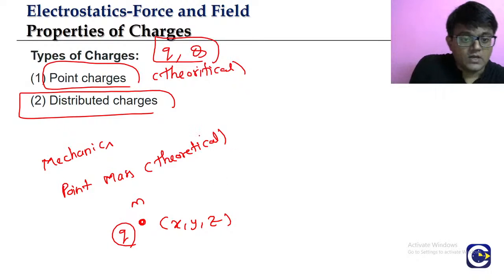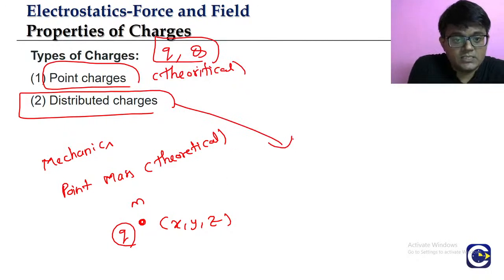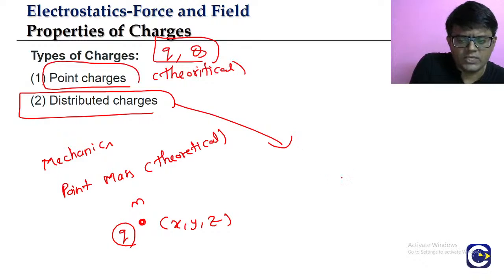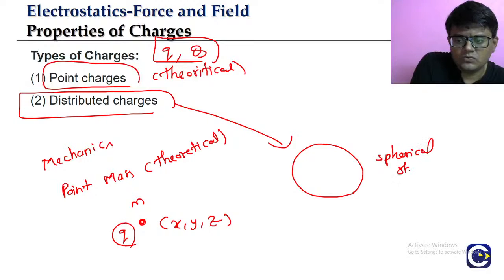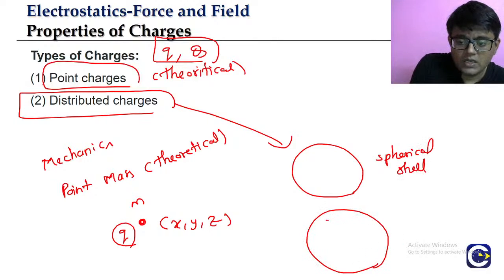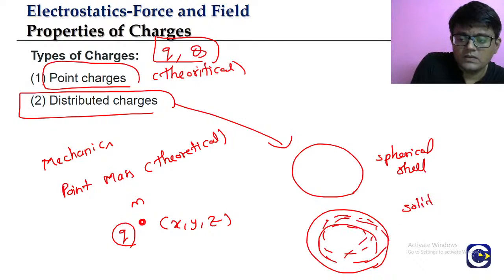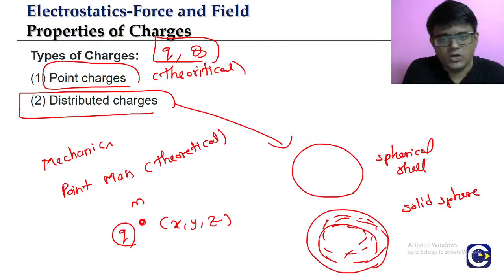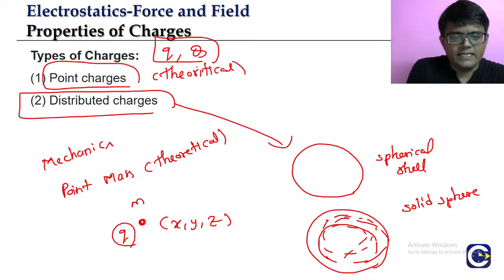point charge will also be theoretical. Normally, any object which is charged will be distributed in some volume. So what do we call it? Distributed charges. Any object, like you think about a spherical shell, or you have a solid sphere. So normally any object you take will have distributed charge only, because when they are having a charge, they are having the charge in some volume. So we will call it the distributed charges.